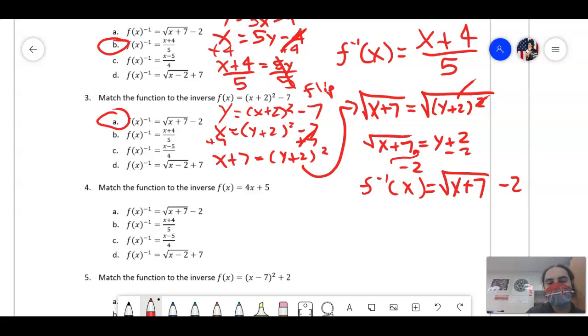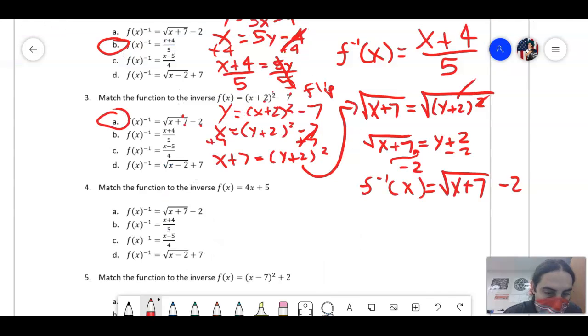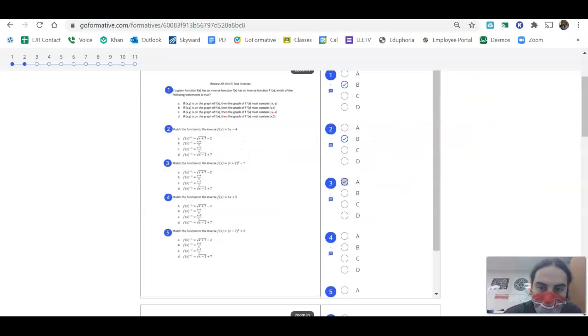So I want you to notice, the opposite of square is square root. The opposite of minus 7 is plus 7. The opposite of plus 2 is minus 2. So you can kind of see where these go. But I don't want you to get confused where they're at, so it's important that you solve it out. All right, so that answer was letter A.